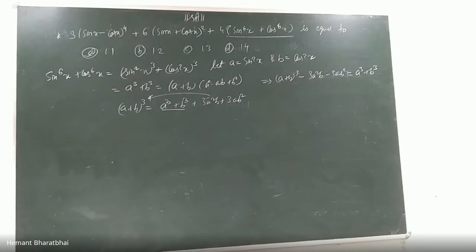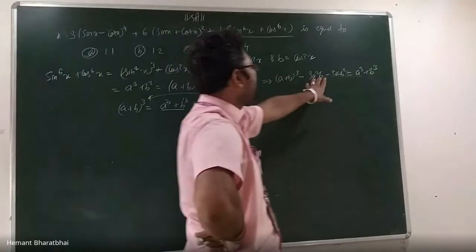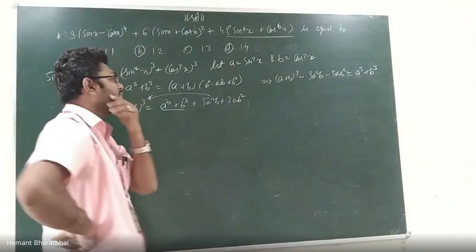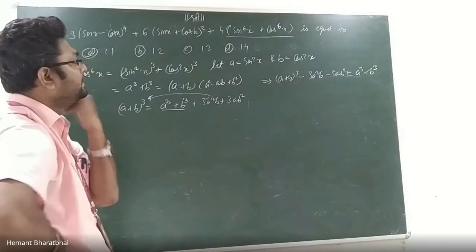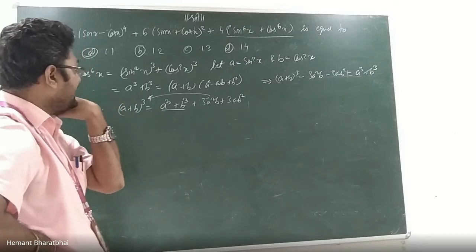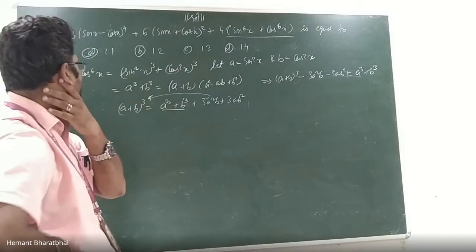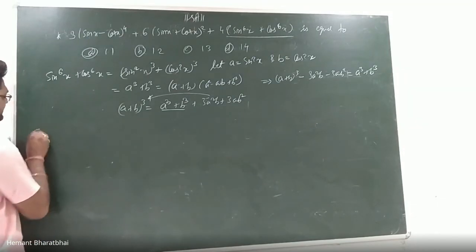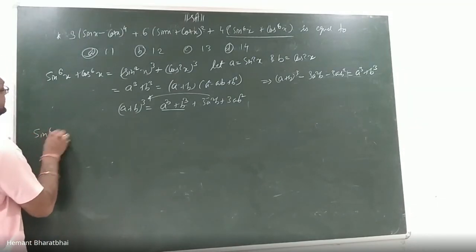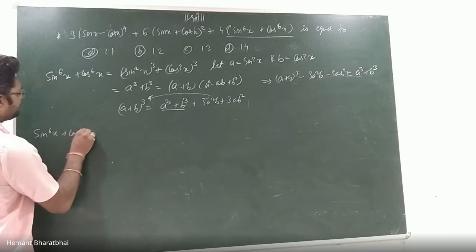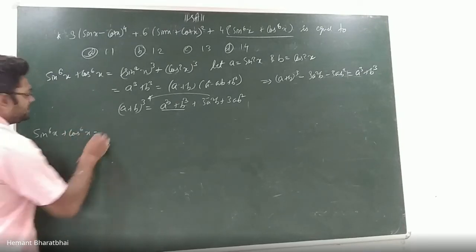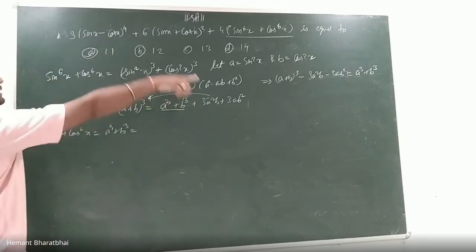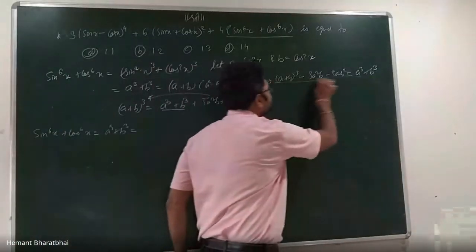So I think this is going to help me, because this A and B are nothing but sin square and cos square. So I can substitute instead of A cube plus B cube. Therefore, sin raised to 6x plus cos raised to 6x, which I have written as a cube plus b cube, can also be written. I am writing this.